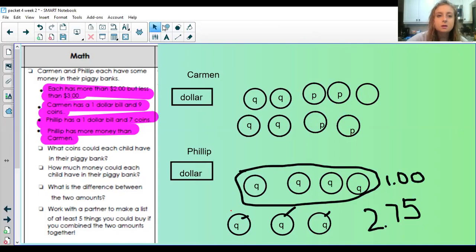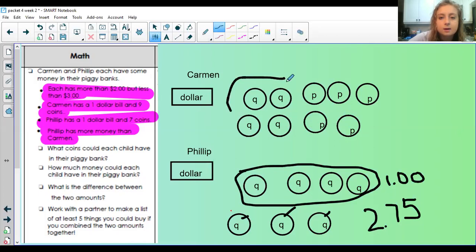Okay. So these 4 quarters equal $1. So that means that Carmen would now have $2. And then I have 5 pennies, so 1, 2, 3, 4, 5. So that means I would have $2.05.